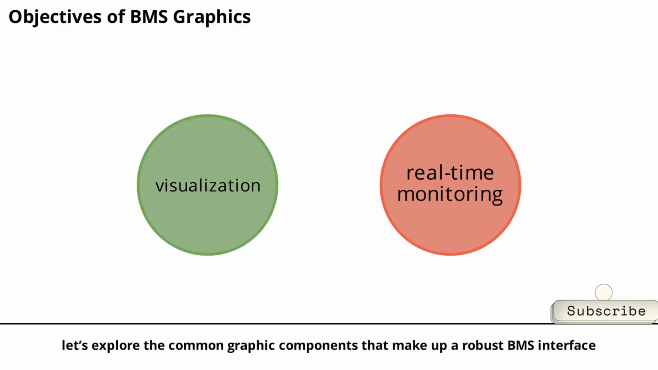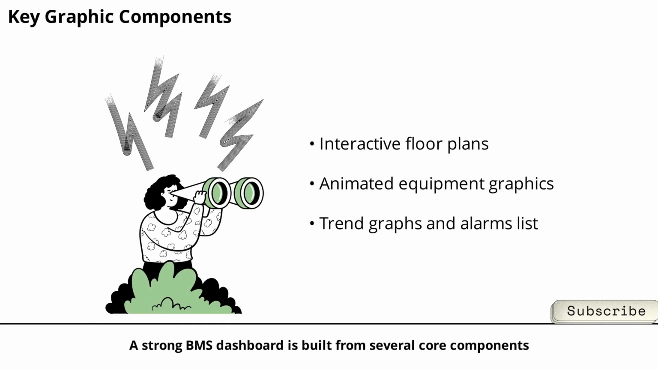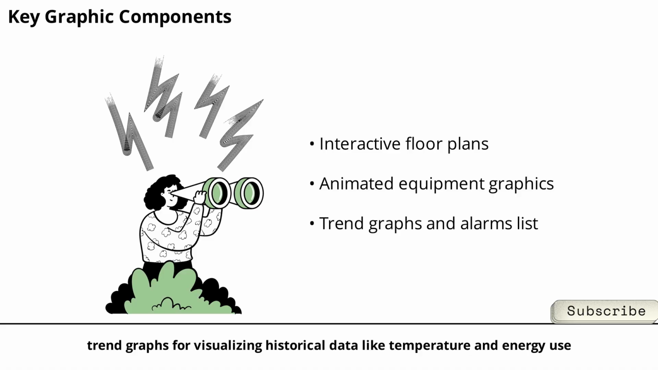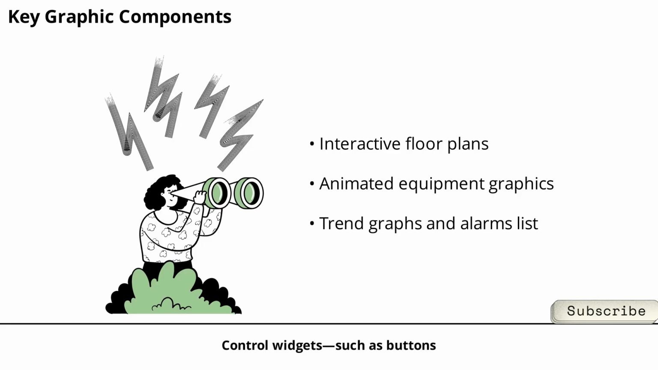Next, let's explore the common graphic components that make up a robust BMS interface. A strong BMS dashboard is built from several core components. These include interactive floor plans or site maps that show zones, equipment, and sensors, animated equipment graphics for valves, pumps, and fans, trend graphs for visualizing historical data like temperature and energy use, and alarms lists that display current and historical alerts with severity levels.